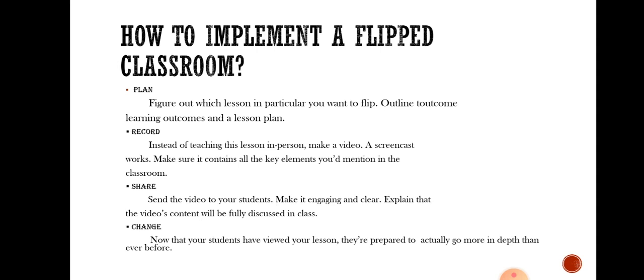First we have to plan. Then we have to figure out the lesson that we are going to flip. Then we have to frame the learning outcome and the lesson plan. Then the second one is record.